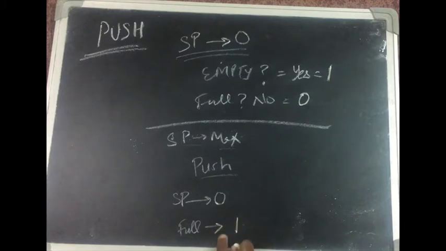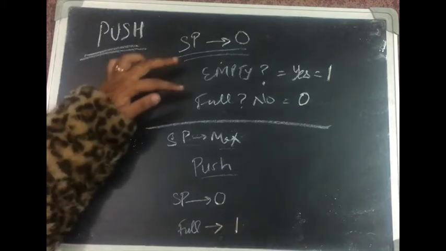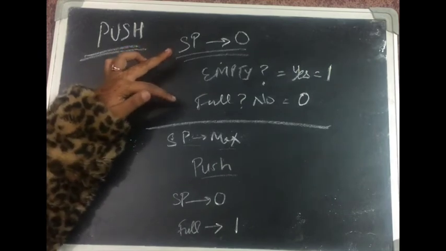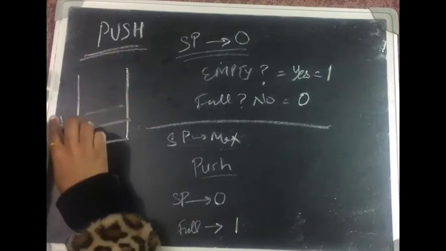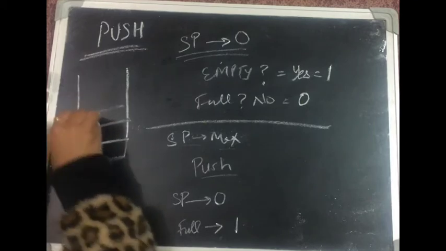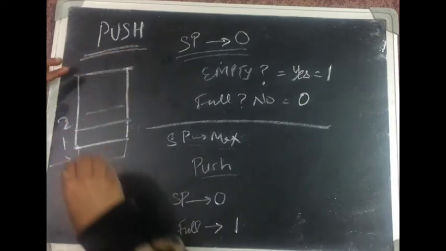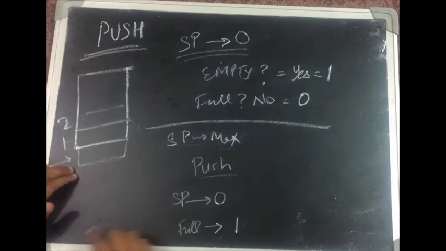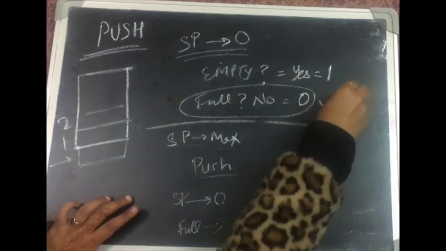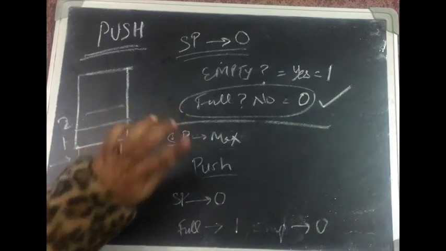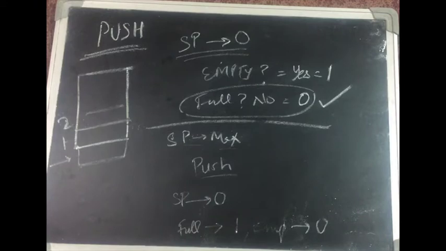See, this is the initial condition of the stack when none of the elements has been added, when the stack pointer was here and it still had to fill up the elements. Once it reaches over here, it again goes here, but now the stack is full and empty is equal to 0. So I can push elements into the stack only while this condition is true: when full is equal to no, the stack is not yet full. It has more capacity, and I can put more elements into the stack. So that is about the push operation.